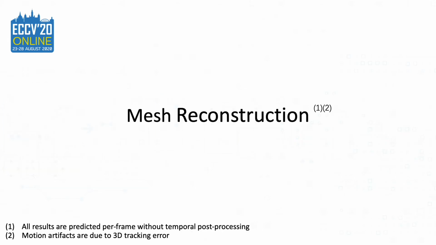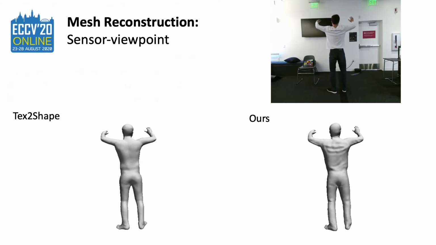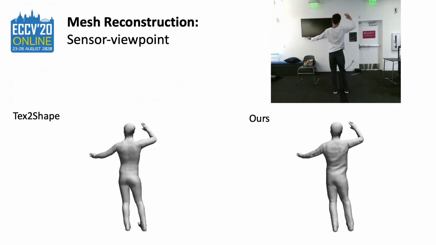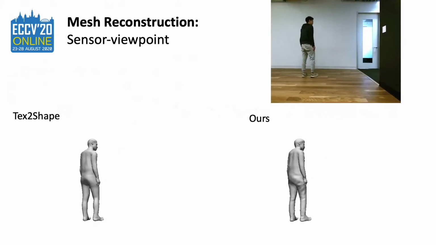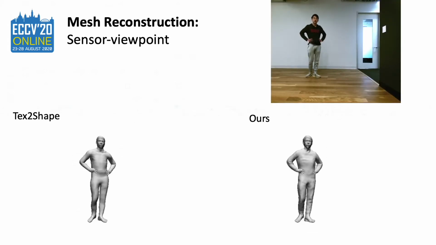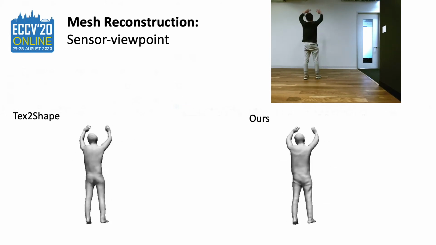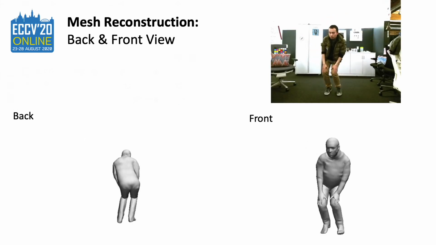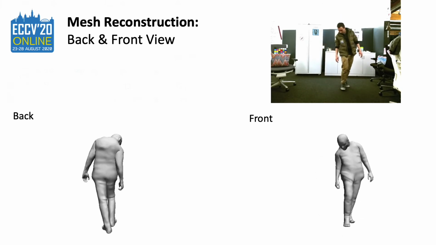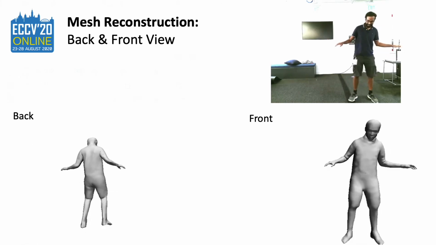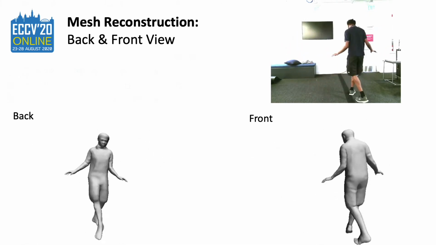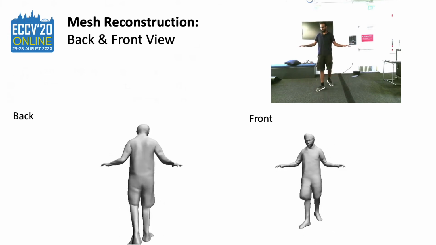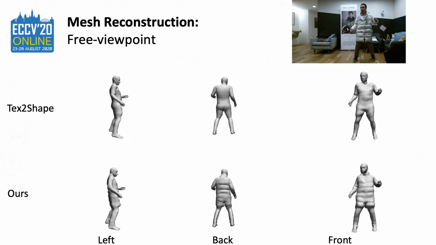Here are the mesh reconstruction results. We reconstruct spatial-temporally consistent detailed meshes, including dynamic clothing deformation. Compared with text-to-shape, our result includes more details and is more temporally consistent. We can reconstruct the occluded parts like the back of the human. In this case, the shorts can be well reconstructed when occluded. We can view the human from different viewpoints.